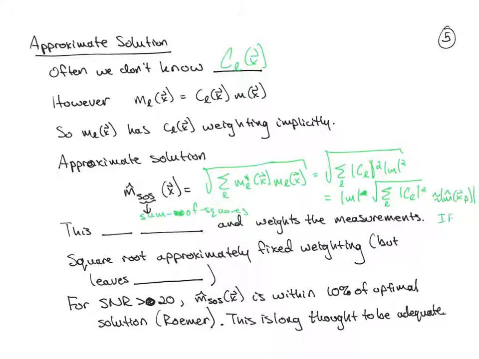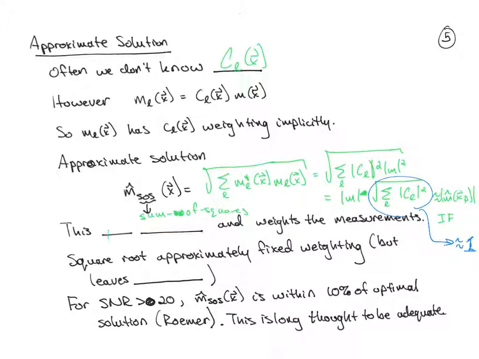if the sum of squared combination of the sensitivities is approximately 1. Right? So if you have good coverage everywhere and relatively uniform coverage everywhere with the sensitivities, you can get away with this.